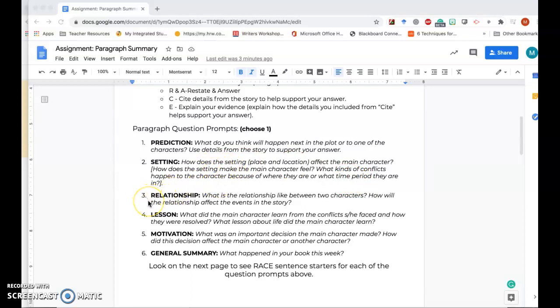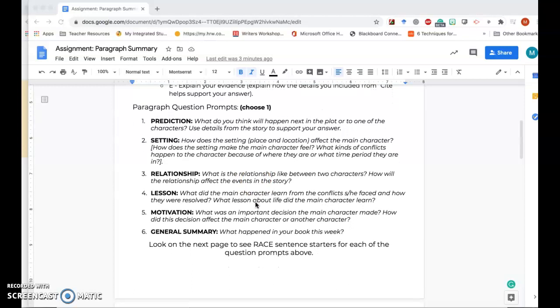The third option is relationship. So what is the relationship like between two characters? How will this relationship affect events in the story? So for this question, it kind of builds upon it. So you're going to kind of try to answer both.